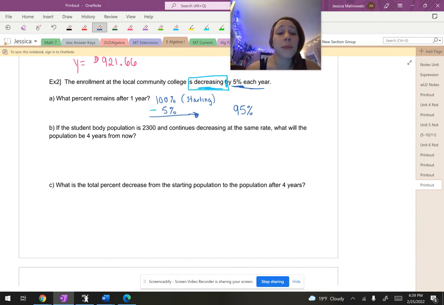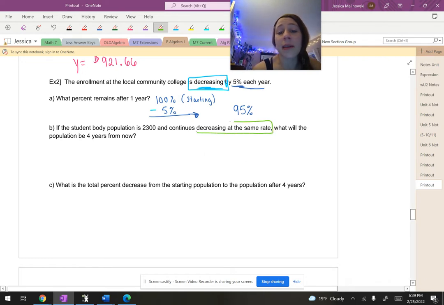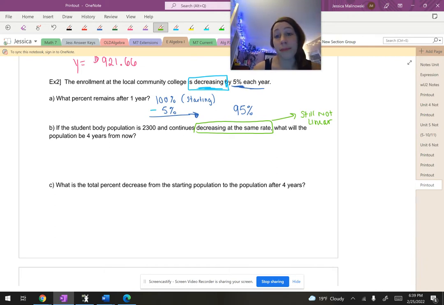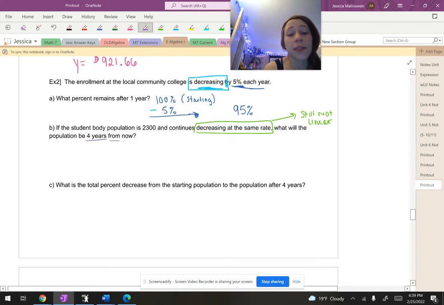So part B, if the student body population is 2,300 and continues decreasing at that same rate, and again, even though it's saying decreasing at the same rate, that again is still not a linear situation. A percentage is not the same as increasing by the same amount each time or decreasing like we saw last time. It's not linear. And the percentages cannot be linear. So anyhow, what will the population be 4 years from now?